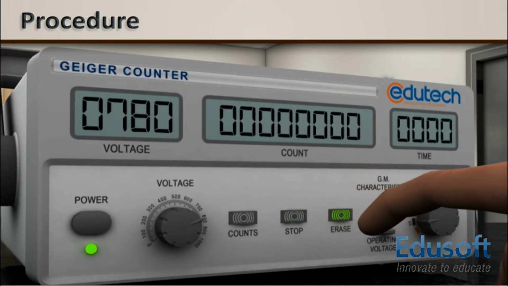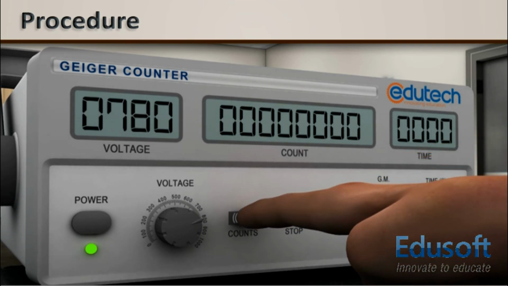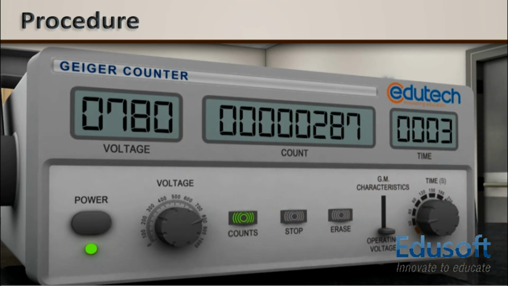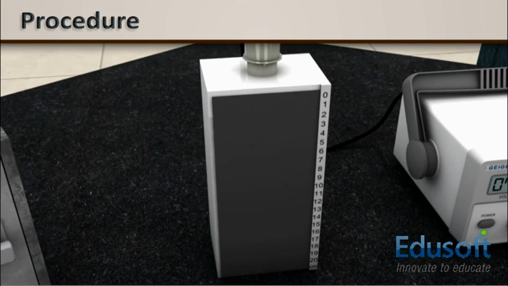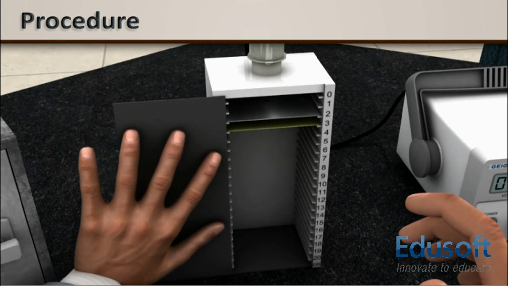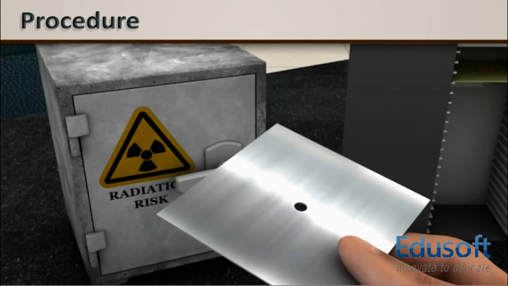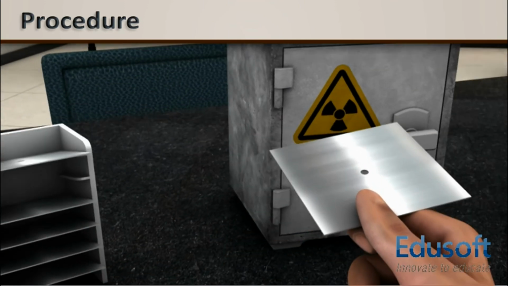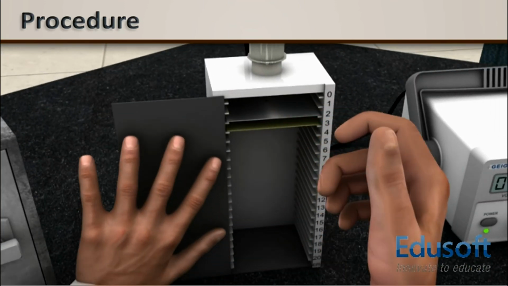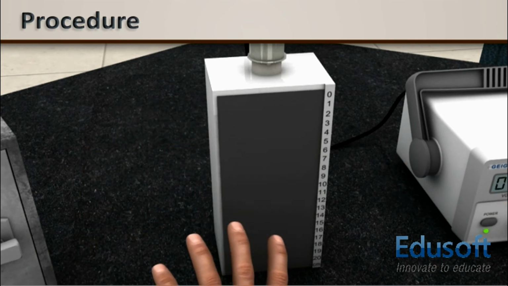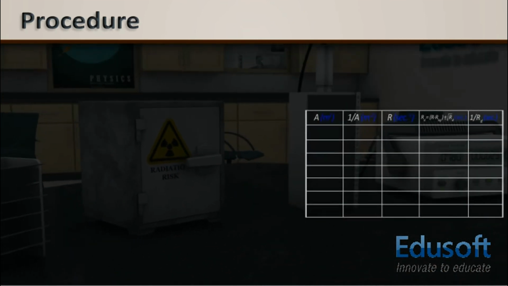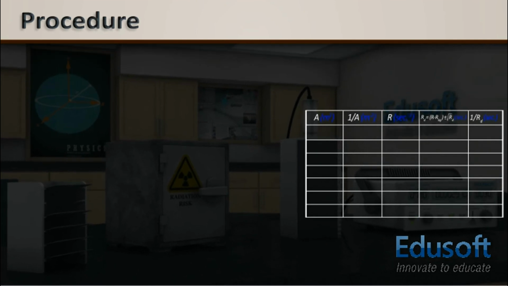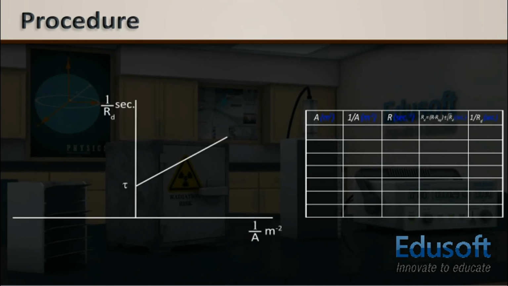Press reset to zero the counter. Record the counts N, and then calculate the rate R. Repeat with sheets of different opening area. Make sure that the source is always placed in the same position. Record your data in a table. Draw the relation between 1 by Rd and 1 by A, and from which you can determine tau.